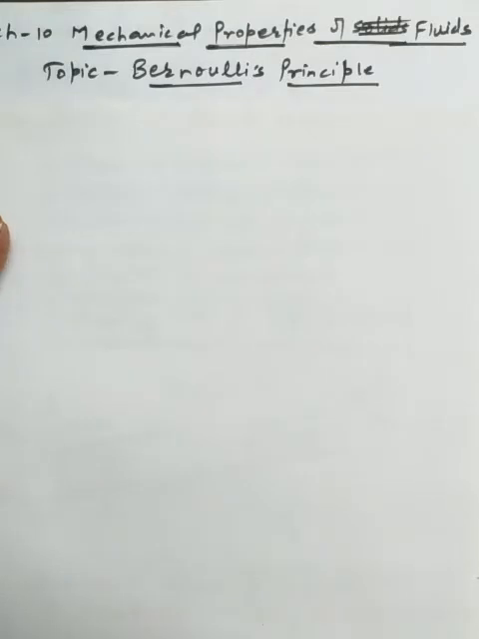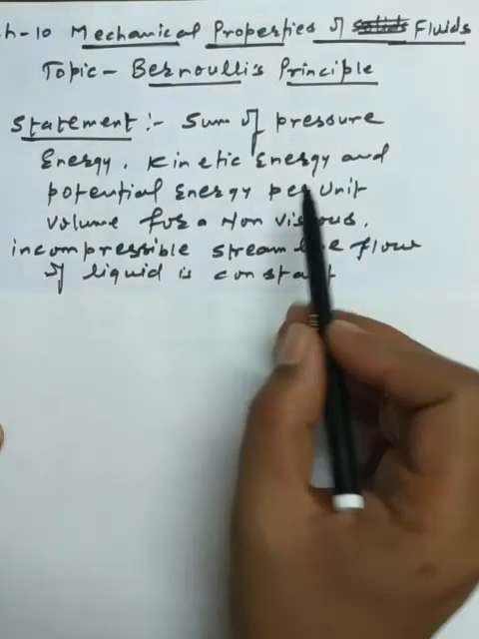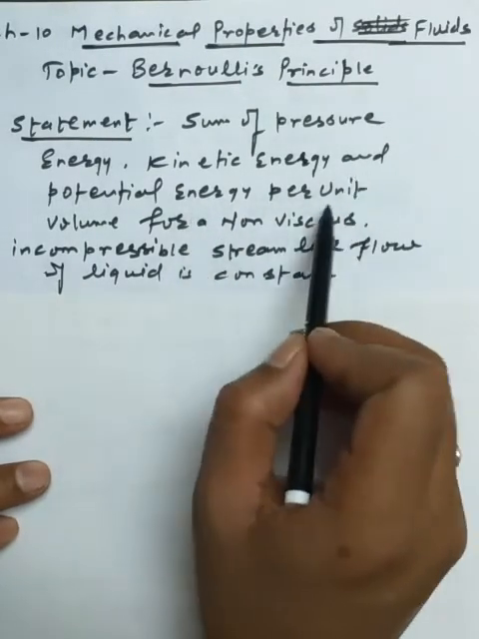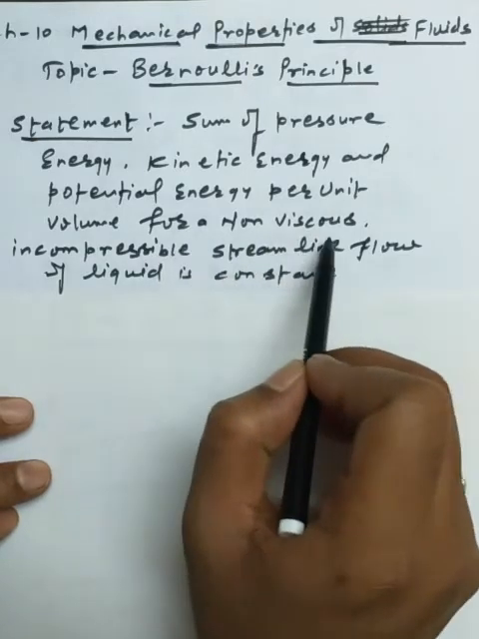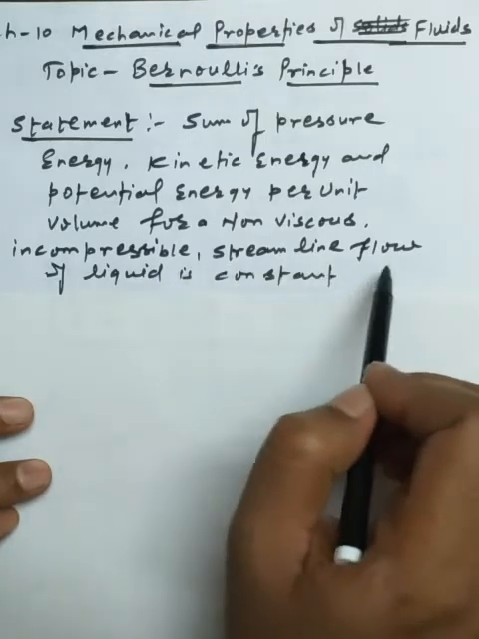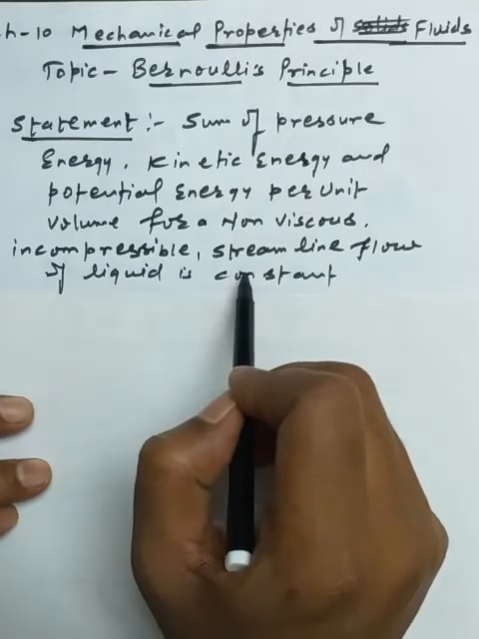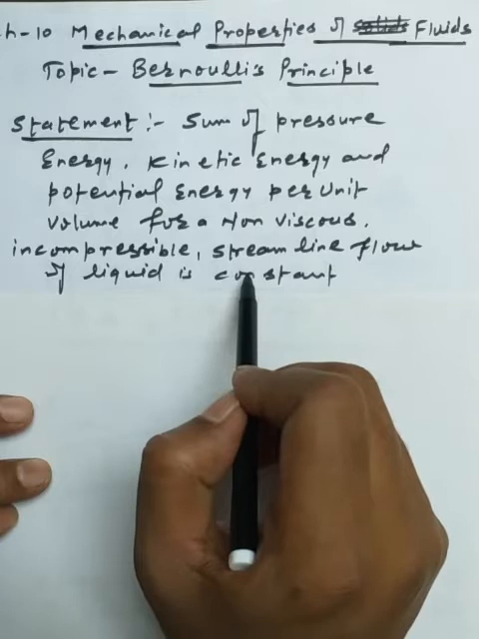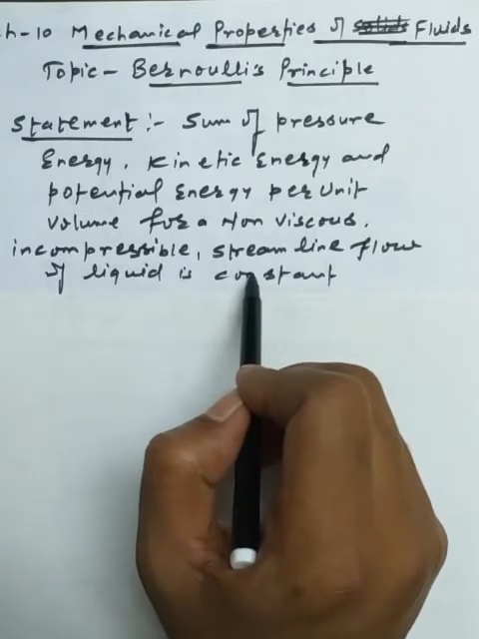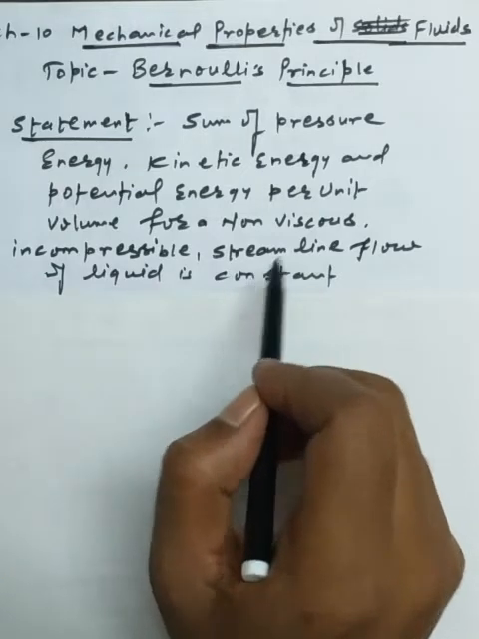I have mentioned the statement, and you can analyze it. The sum of the pressure energy, kinetic energy, and the potential energy per unit volume for a non-viscous, incompressible, streamline flow of liquid is constant. So here we are assuming all the energy with respect to per unit volume. Okay. By the other two methods you can also do it, that is per unit mass as well as per unit weight. But here we are assuming the method that is per unit volume.